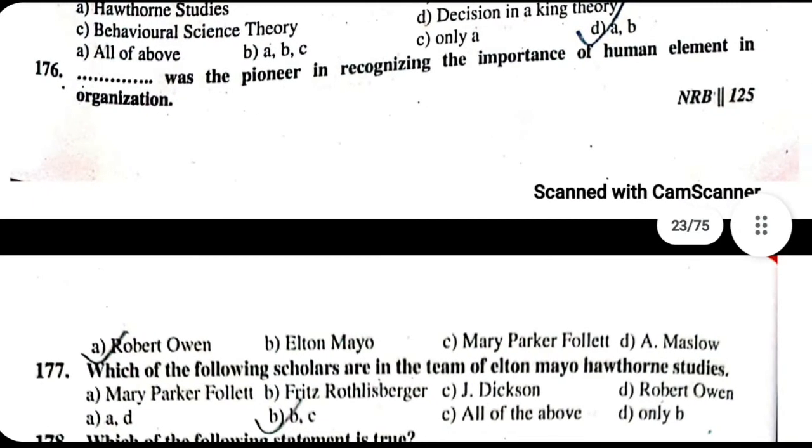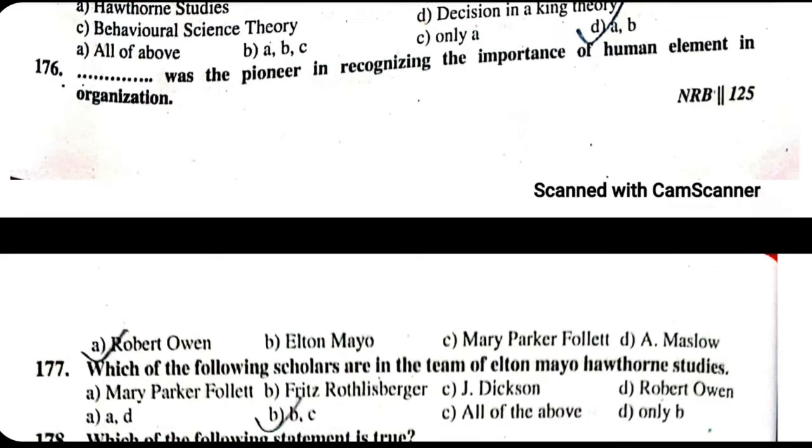Which of the following scholars are in the team of Elton Mayo's Hawthorne studies? A. Mary Parker Follett. B. Fritz Roethlisberger. C. J. Dixon. D. Robert Owen. The correct answers are B and C: Fritz Roethlisberger and J. Dixon.